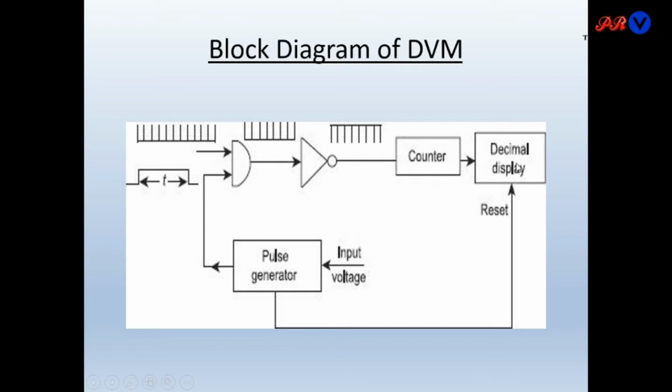This is the reset button to reset the display. So, what we are doing here: the input voltage is converted into a pulse of duration T, which is further, by using an AND gate, converted into a train of pulses. So, here we have a train of pulses which is proportional to time T, and this train of pulses is counted by the counter. This number of pulses is represented on the decimal display, so it will display the input voltage here.